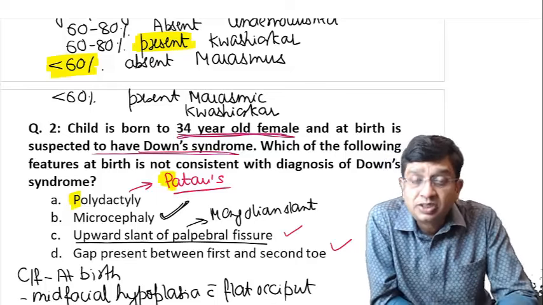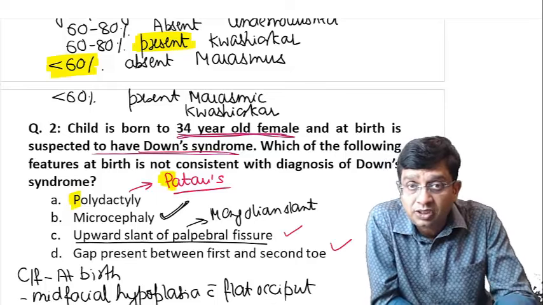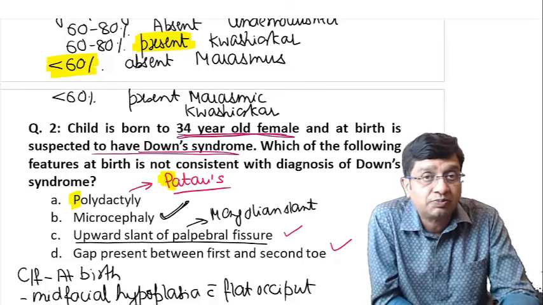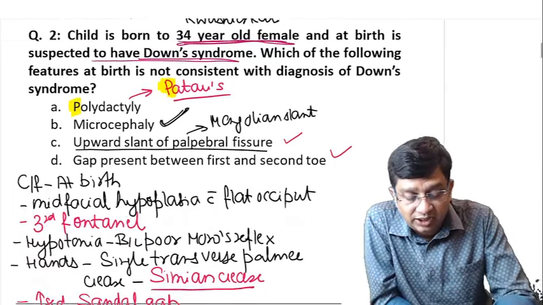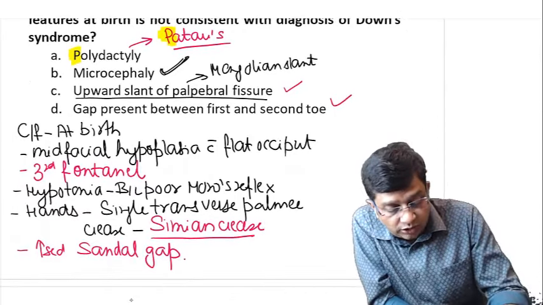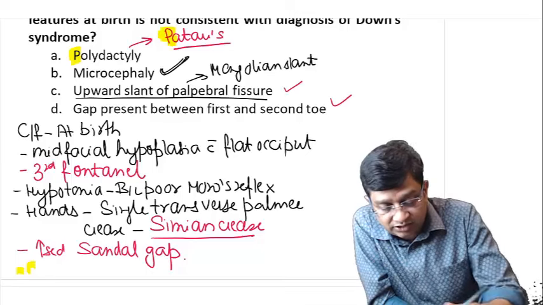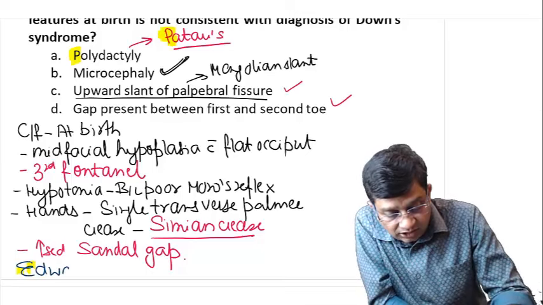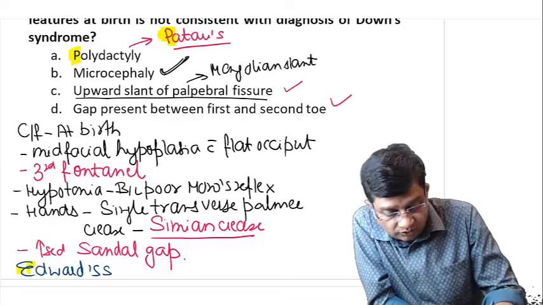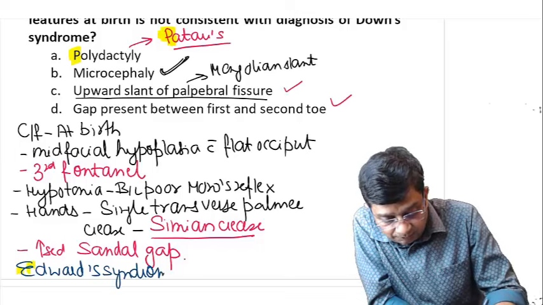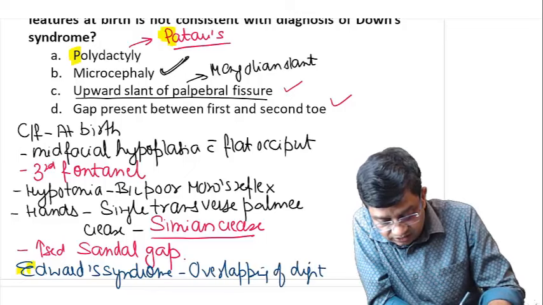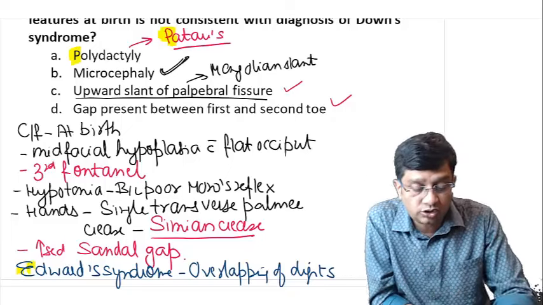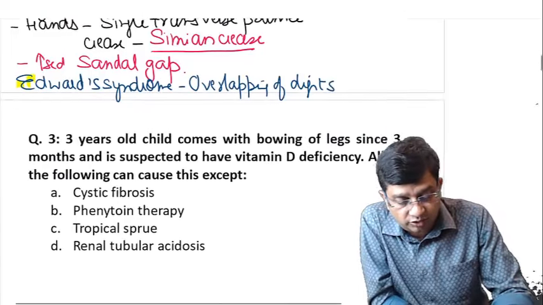That's the way of remembrance, and hand features are important to be remembered. In Down syndrome, single transverse palmar crease, simian crease. In Patau syndrome, polydactyly. And in Edwards syndrome, you get overlapping of digits. So this was the question on chromosomal disorder. Moving on to the next one.